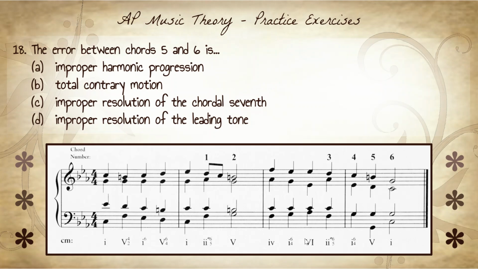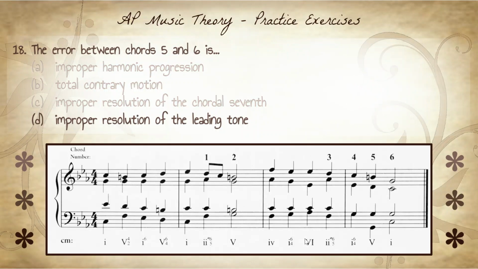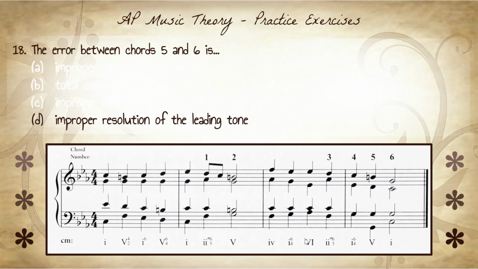18. The error between chords 5 and 6 is A, improper harmonic progression, B, total contrary motion, C, improper resolution of the chordal seventh, or D, an improper resolution of the leading tone. Correct answer is D. The seventh scale degree, Ti in this case, B natural, should resolve upwards to Do.